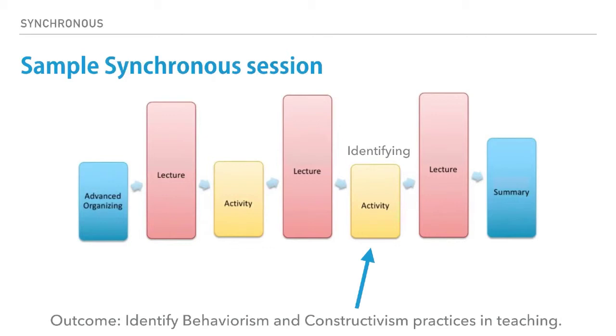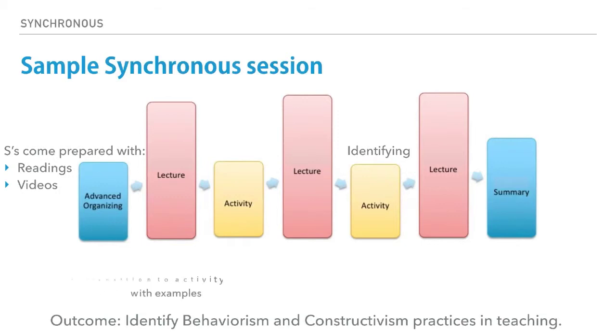So now I have to think backwards. Okay, where would I go? How would I start? How would I break up my session? First, I probably want students to come prepared with some readings of the theories, maybe watching some instructional videos that I've found that are really in tune with what I want them to come in with. Then I can start the lecture with reinforcing what they read and the videos. We could have a brief discussion about what they thought about it. And then we could transition into the activity with some examples.